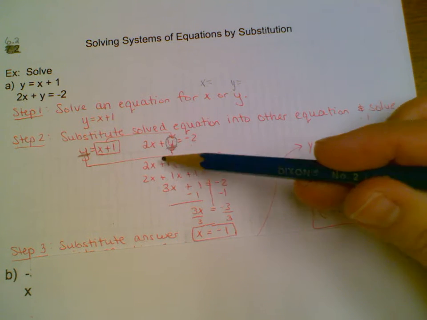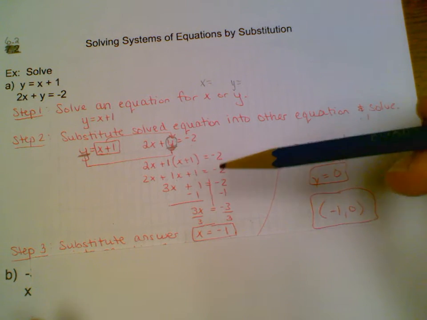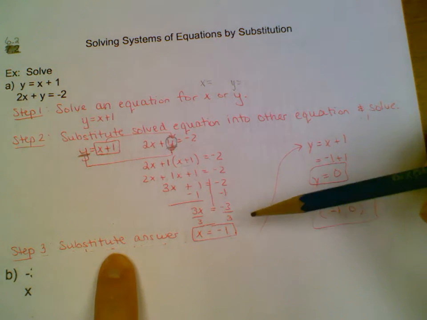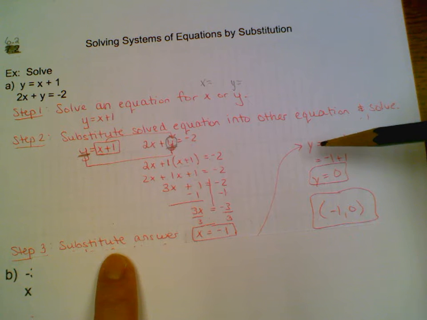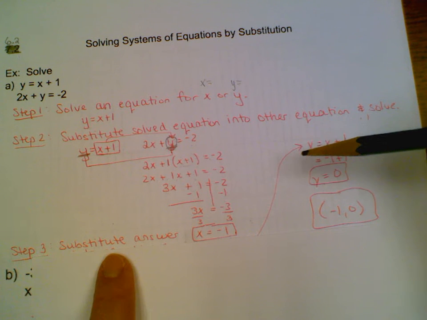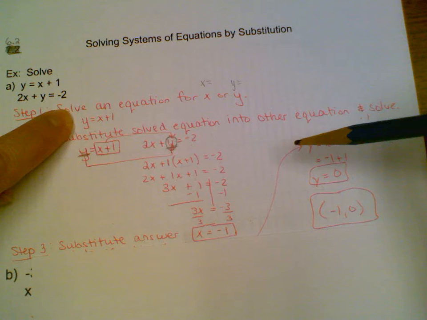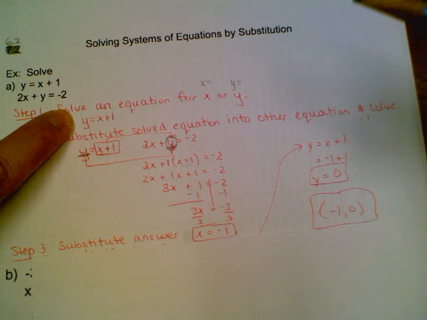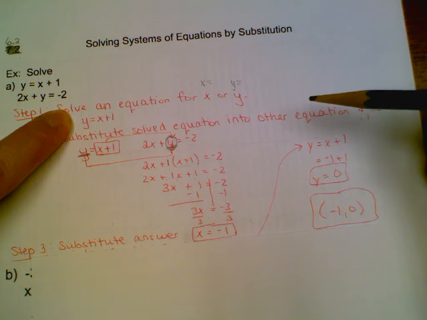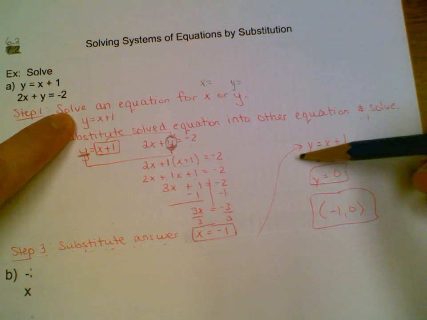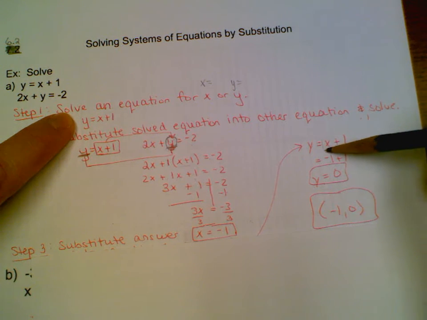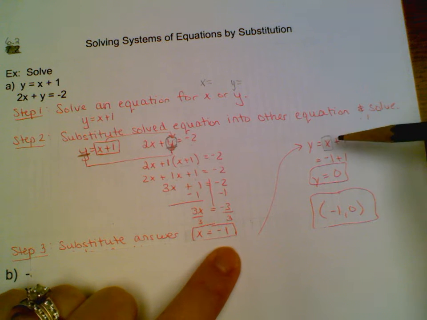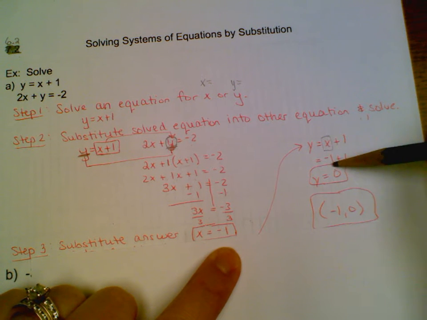Once I have solved this piece, I can now take that answer and substitute it into one of the equations. The easiest equation for you to substitute it in is that one that you picked out that was solved for x or y. So in this case, I'm going to use this equation, and I'm going to replace now x as negative 1. So I take out the x and I put in the negative 1.